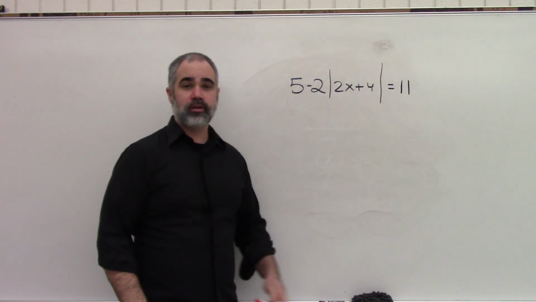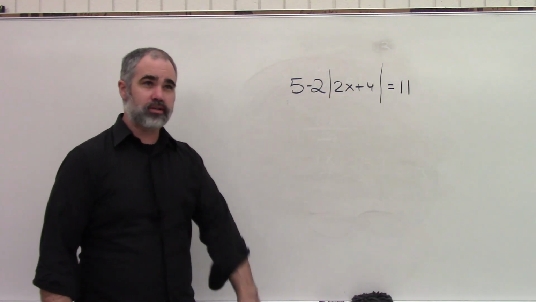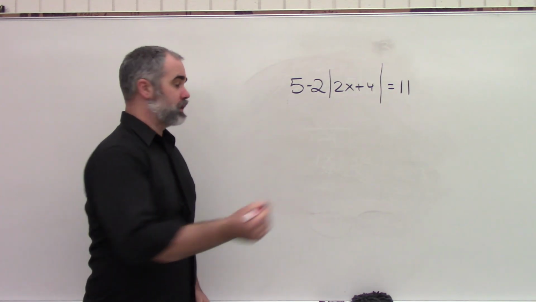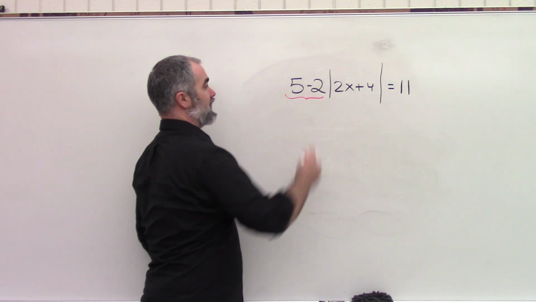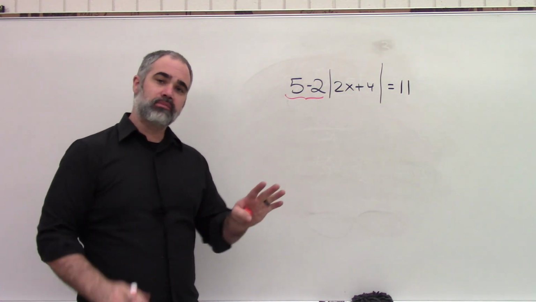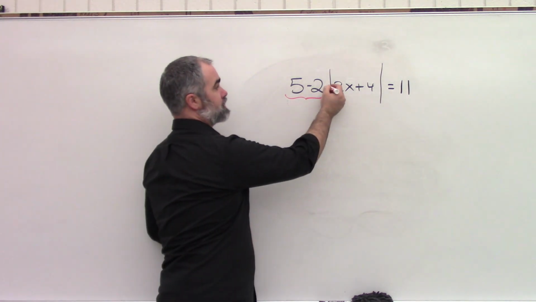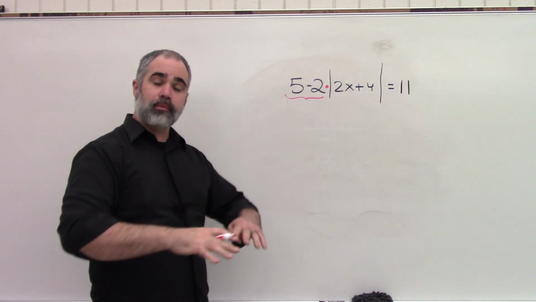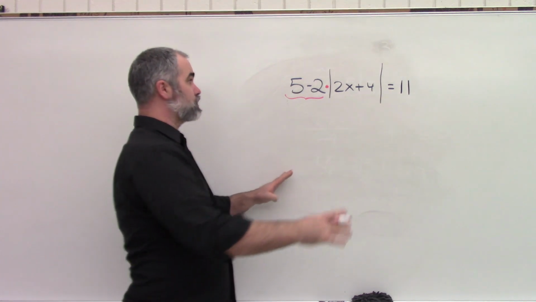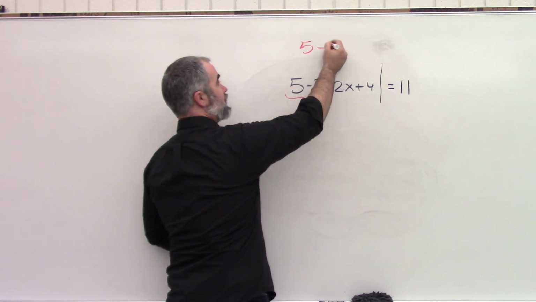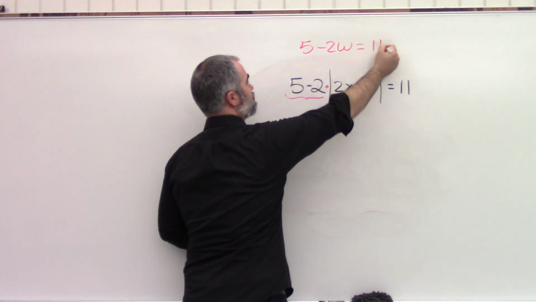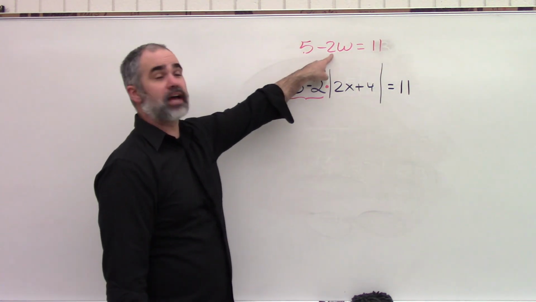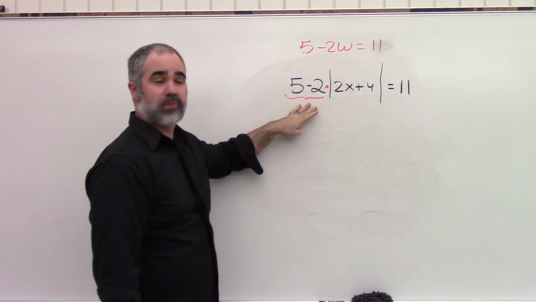All right, here's another weird case for you. A couple of common errors that I see. The first error that I see is students will combine these. But you can't do that because this is 2 times a number. So remember, we can treat that absolute value like a big variable. So if I were to write this, 5 minus 2w equals 11, you would know right away that you can't combine the 5 and the 2. And you can't combine them here.